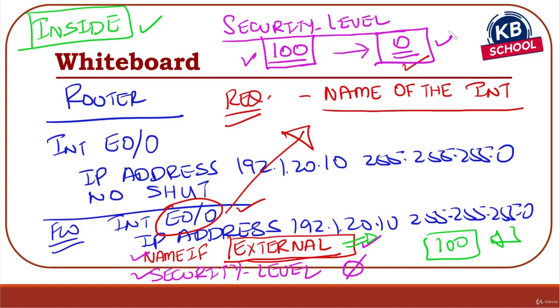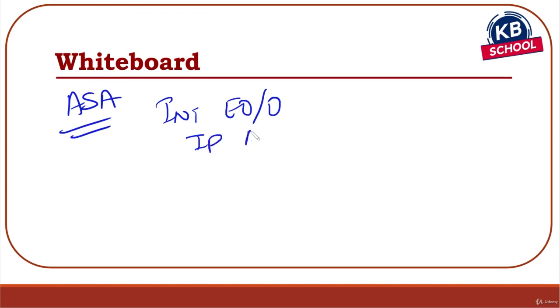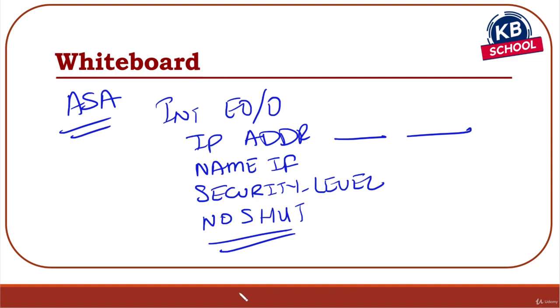So to recap, if I wanted to configure an interface on the ASA firewall, besides having your normal IP address assigned to it, you also need to give it a name. And if you don't specify the security level, it'll default the security level as soon as you assign it a name to 0 unless you use the word inside. And then you do the no-shut command. So that's how you initialize an interface on an ASA firewall.